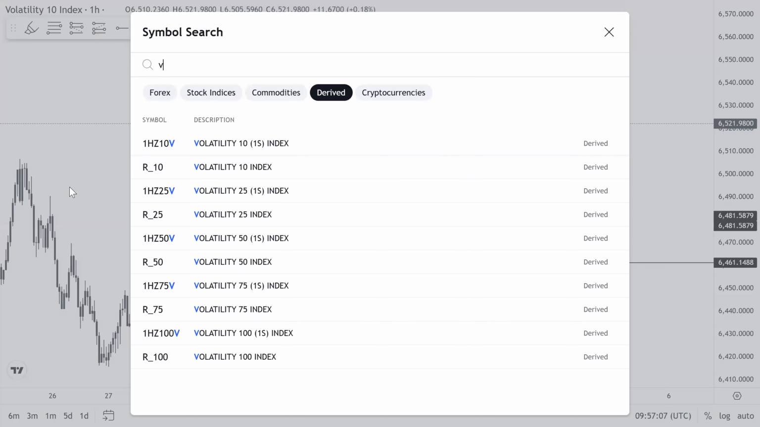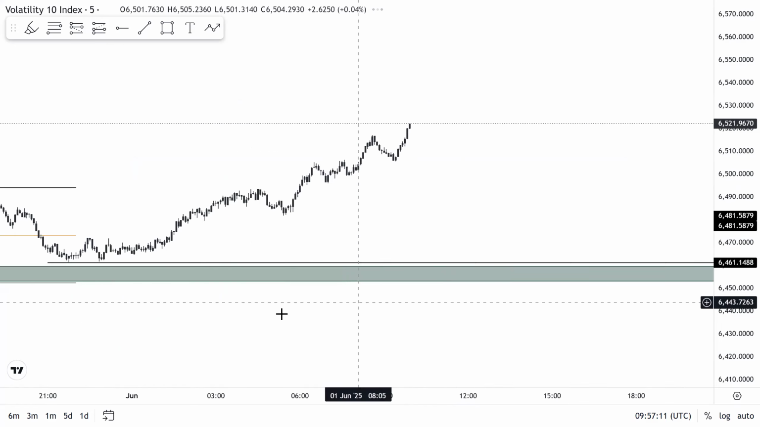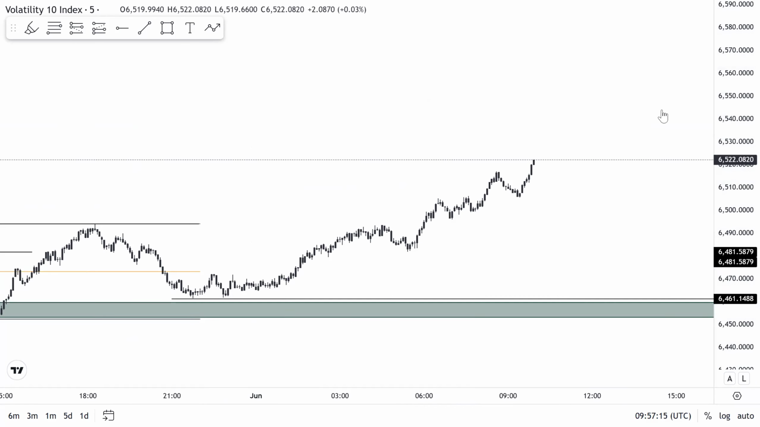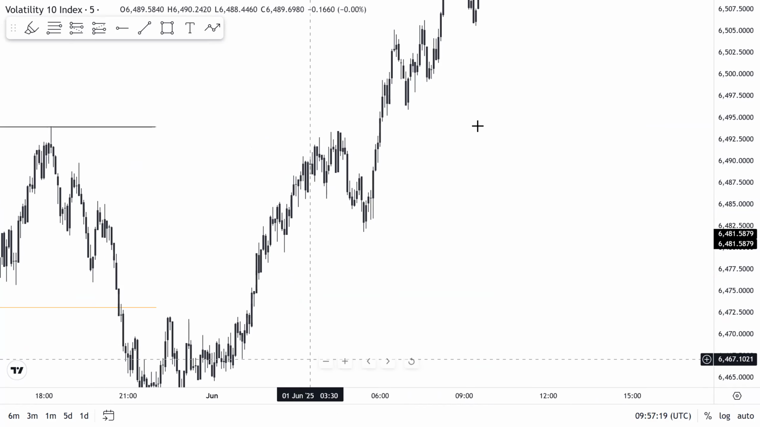Okay. But price is bullish, right? So anything you are taking right now should be a B plus setup, right? B plus. You can't be taking a sell in this kind of market. Okay. You can't be taking a sell in this kind of market.